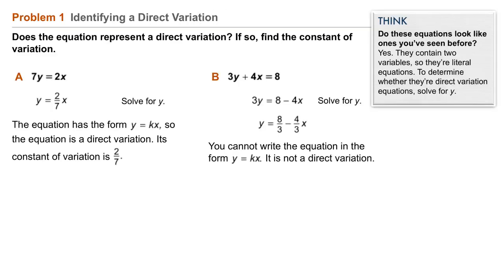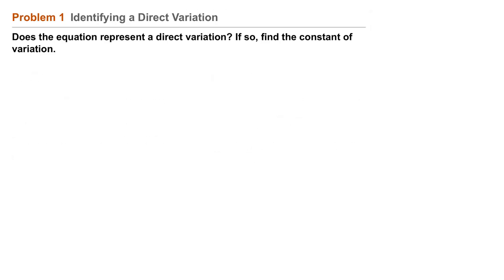Problem 1. Identifying a direct variation. Does the equation represent a direct variation? If so, find the constant of variation. First part A, 7y equals 2x. So we'll follow the advice from the previous slide and solve for y. y equals 2 over 7 times x.